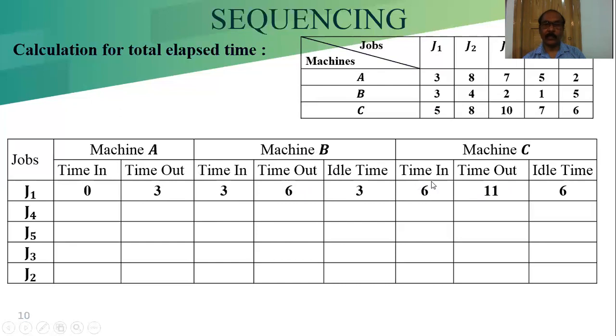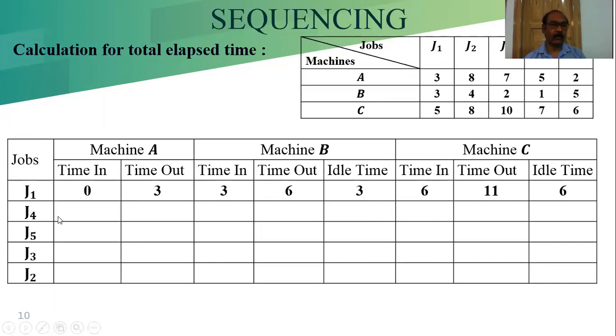Since job 1 starts on machine C in the 6th hour, machine C is idle for 6 hours. Machine B is idle for 3 hours. Unless the job is complete on machine A, it cannot start on machine B. Unless the job is complete on machine B, it cannot start on machine C. So machine B idle time is 3 hours, and idle time on machine C is 6 hours.